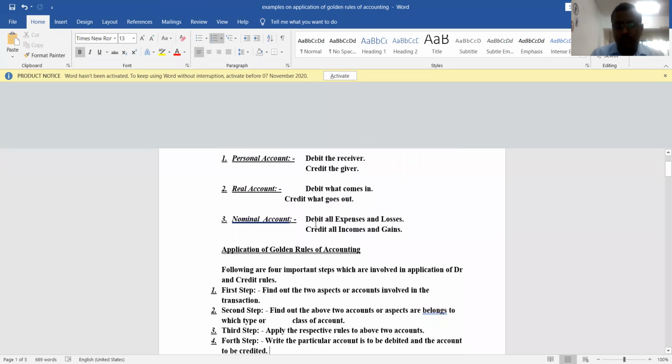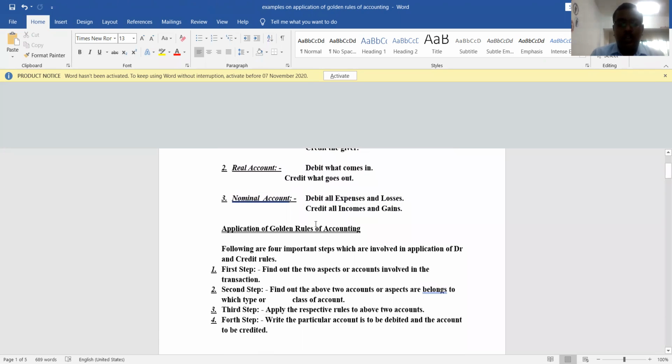Then there are three, or you can say four, important steps in connection with application of golden rules of accounting to business transactions. First, we need to find out the two accounts involved in a transaction. Then we need to find out which category those two accounts belong to. Later, based on the situation, we apply the respective rules to the accounts. The fourth step is to write which account should be debited and which account should be credited.